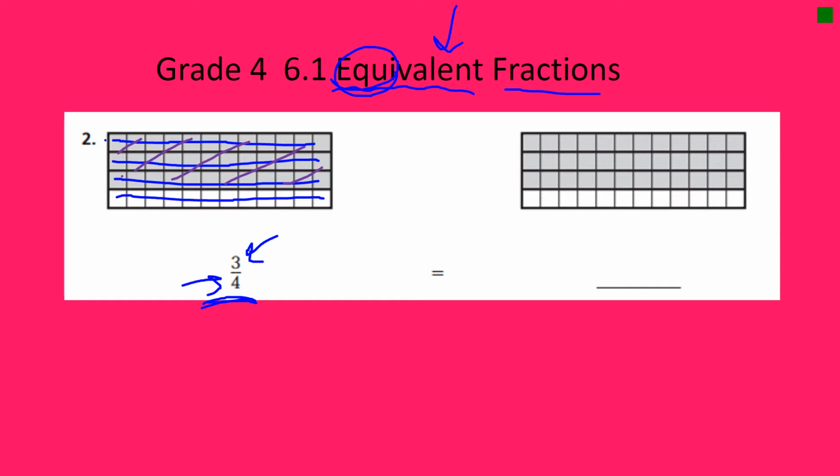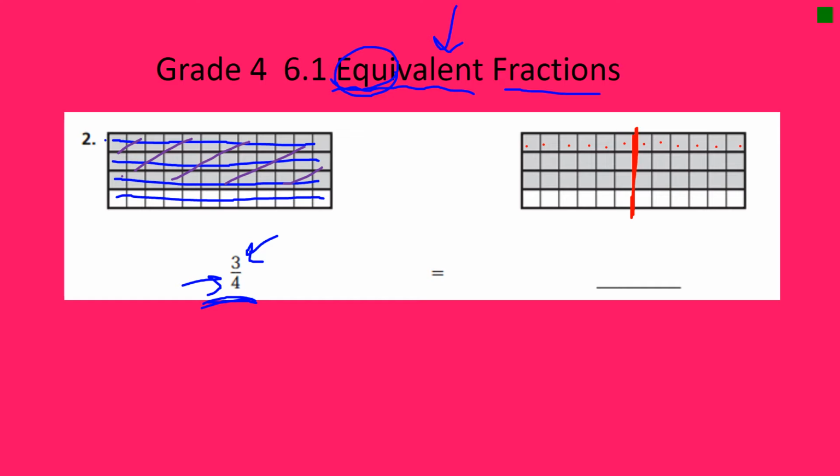Okay, so now we have the same model, but we are going to change it and make an equivalent fraction. So let me see now. I'm going to draw another line. Okay, I drew that right down the middle of the rectangle. So now, let me make sure it's down the middle. 1, 2, 3, 4, 5, 6 on that side. 1, 2, 3, 4, 5, 6. Yes, it was exactly down the middle of the rectangle.